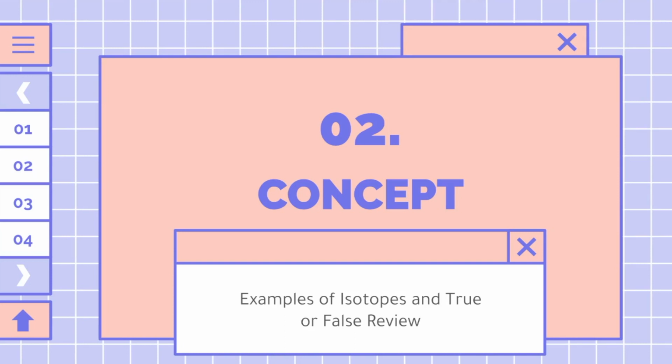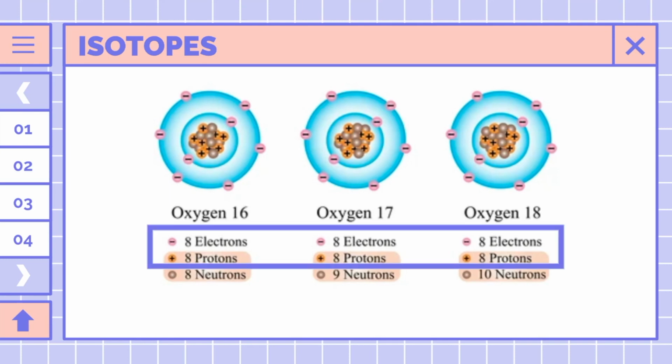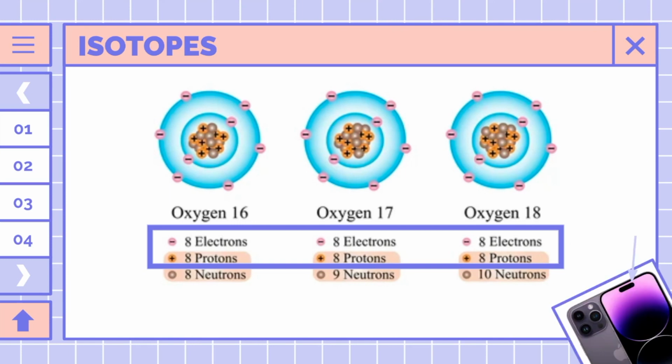Now, you've already learned the definition of an isotope, but let's take a closer look at what an isotope really is. Here are three different atoms: oxygen 16, oxygen 17, and oxygen 18. As you can see, all three of these have the same number of protons and electrons because in an oxygen atom, the number of protons and electrons are equal. The 8 protons and electrons are what make the oxygen atom an oxygen atom, like how the dynamic island at the top of an iPhone 14 makes it an iPhone 14.